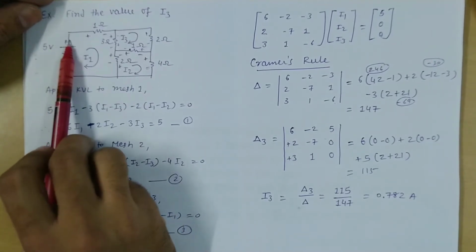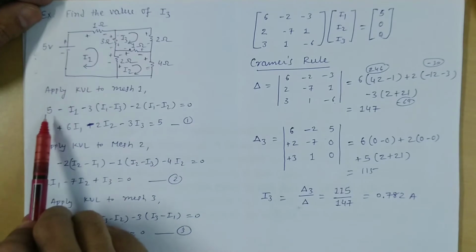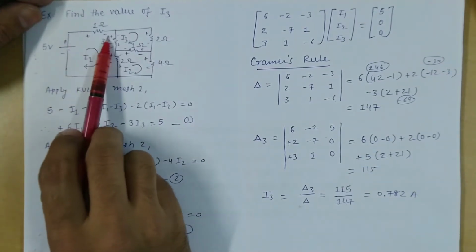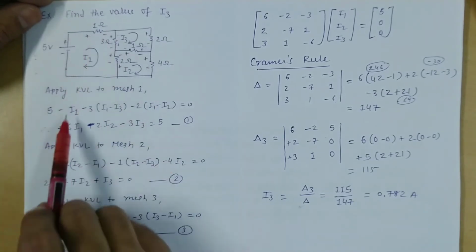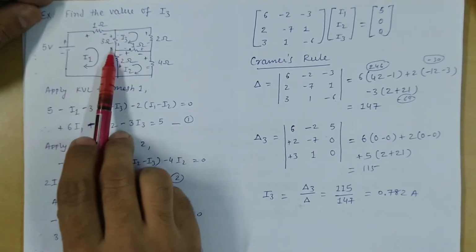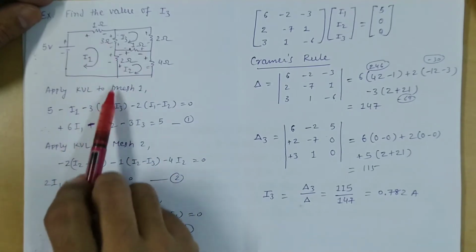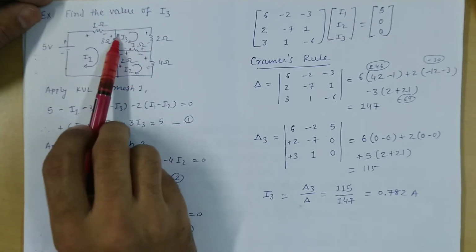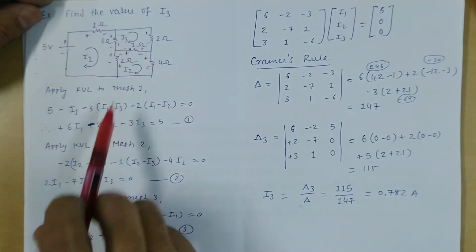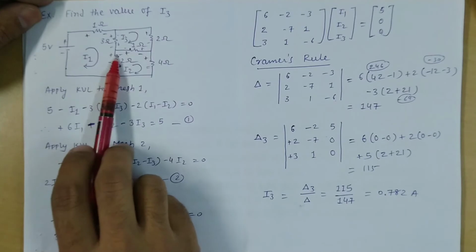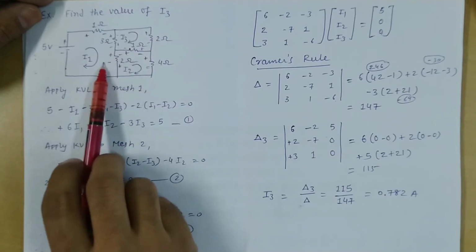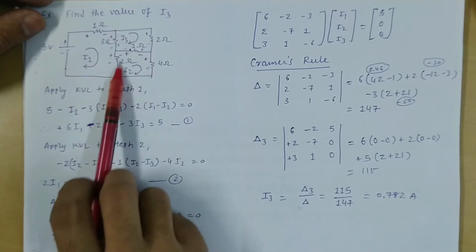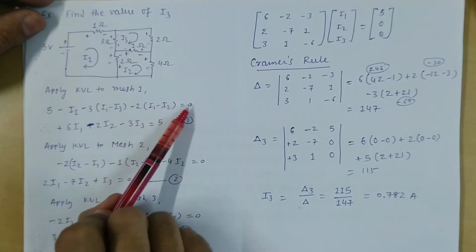We are moving from negative to positive, that is rise in the potential. Because of rise in the potential we get plus 5. Here there is positive to negative, fall in the potential, that's why minus 1 into I1. Here also positive to negative, that's why minus 3. There are two currents flowing in this branch. I1 is downward, I3 is upward. So I1 minus I3. Again we are going from positive to negative, fall in the potential, that's why minus 2. There are two currents, I1 is downward, I2 is upward. So that's why I1 minus I2 is equal to 0.